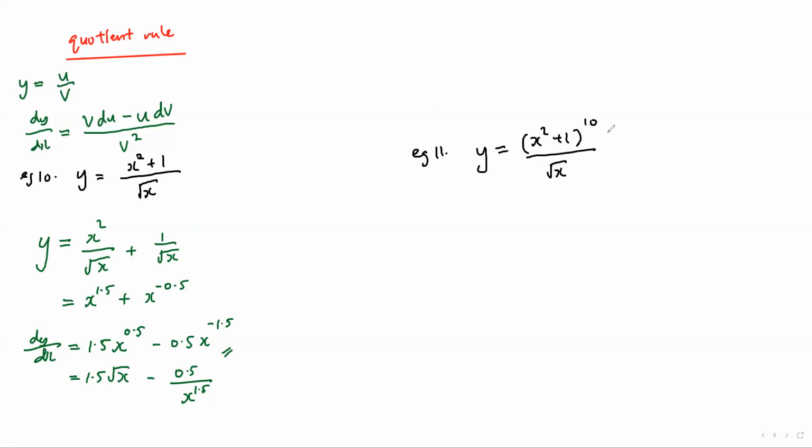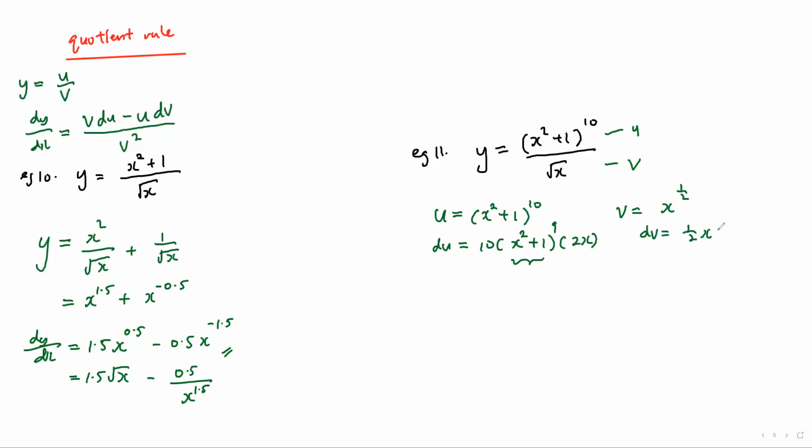Okay, so how do we use it, right? We're going to let this be u and this be v. Okay, so let's write it out first, right? So u is x squared plus 1 to the power of 10. And v is x to the power of half. So du dx would be 10 times x squared plus 1 to the power of 9 multiplied by the derivative of inside, which is 2x. And dv dx is half x to the power of negative half. Right, so that's 1 over 2 square root x.